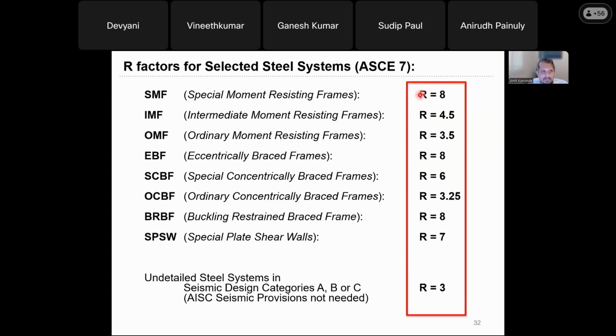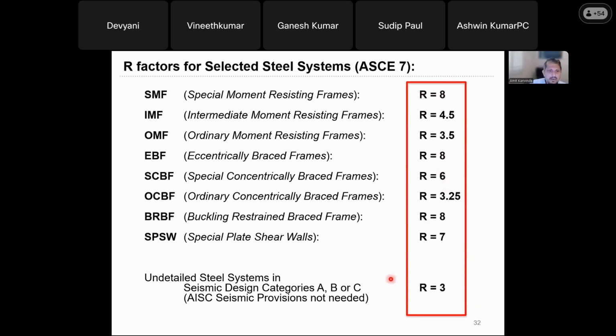So you can't use this R factor until you do a lot of work and spend a lot of money to actually make the structure ductile. However, hopefully that money isn't large enough to offset the discount that you're getting. So again, the idea is you get a huge discount on the forces, and then you have to invest that discount in the ductility. Different systems have different R factors. SCBFs have an R factor of 6. BRBFs have an R factor of 8, very high R factors.